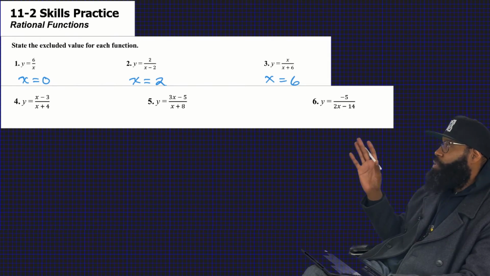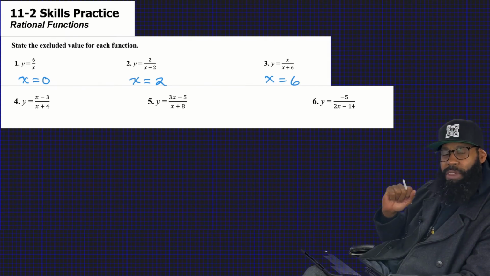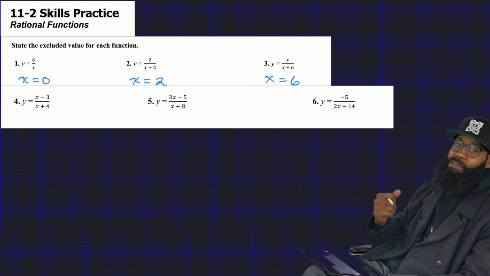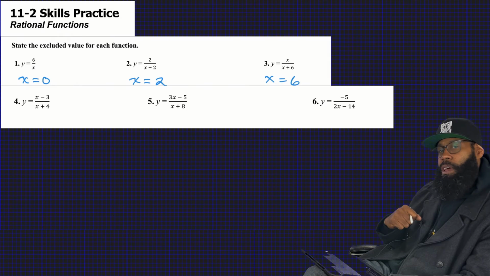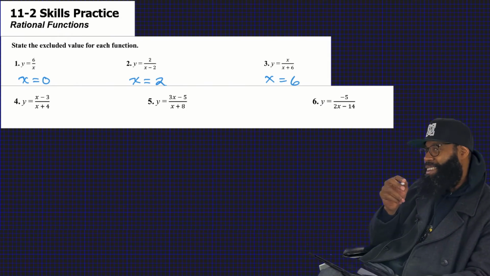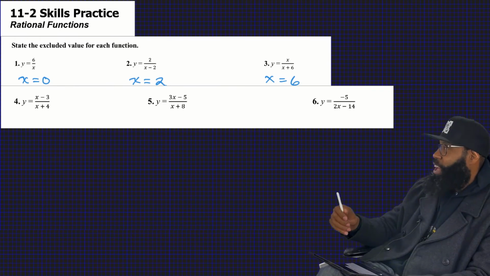So as we continue, you'll recognize that your goal is to find out exactly what value will give you 0, because you can't have 0. That's the excluded value that we're looking for. All right. So hopefully that makes sense. If it didn't, rewind and listen to it again. Here we go, guys.